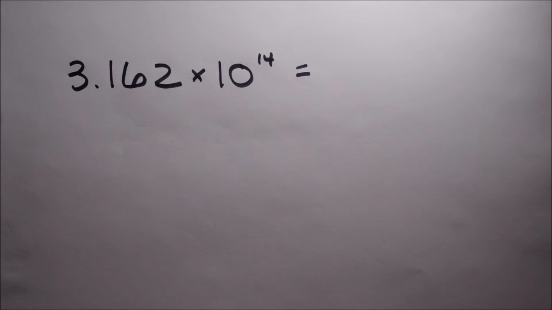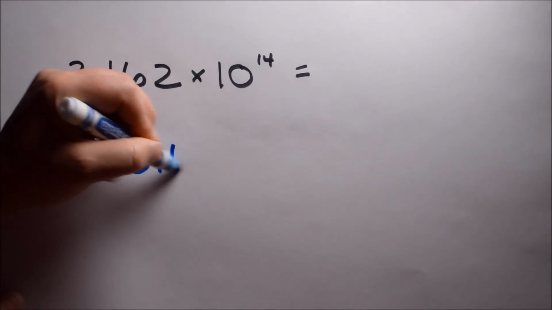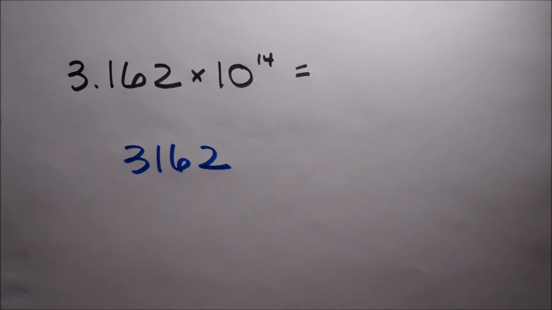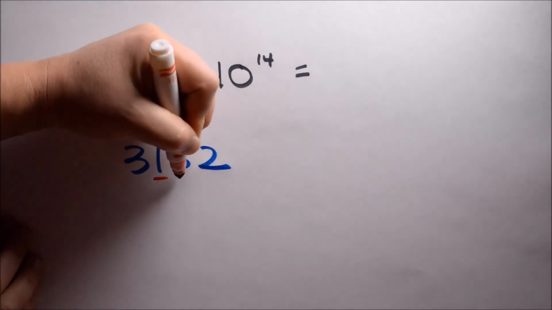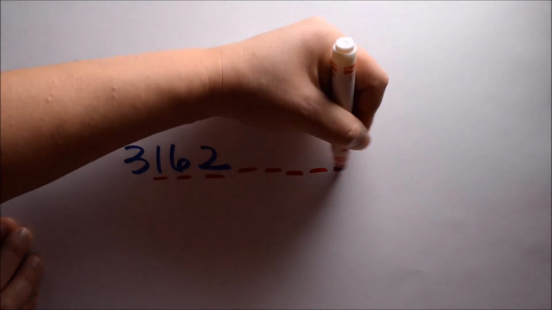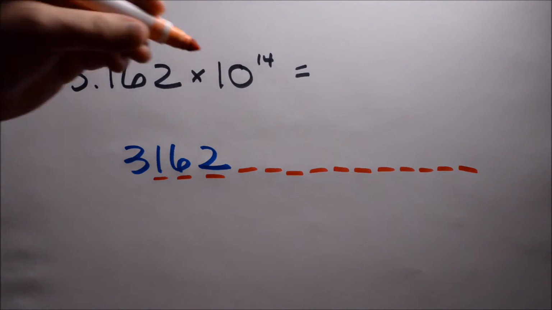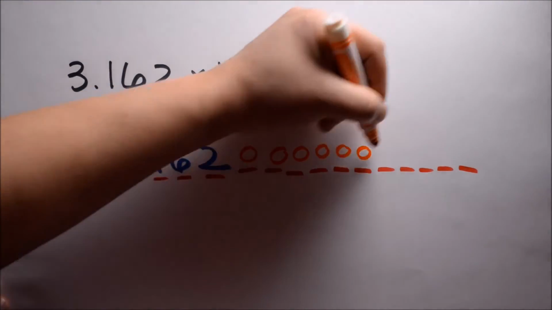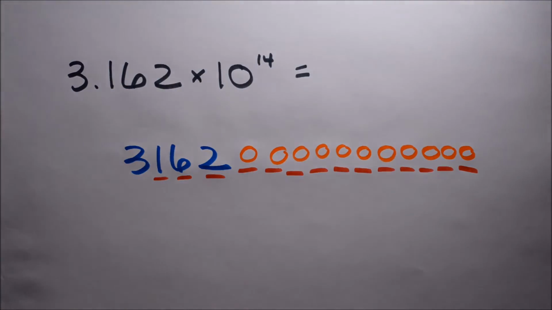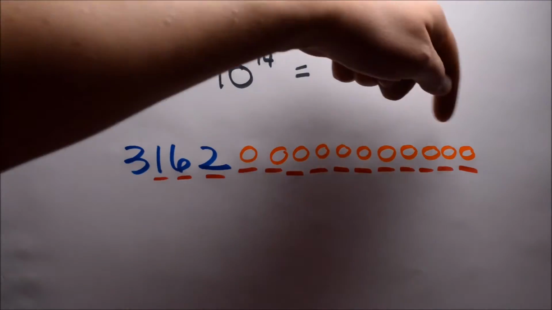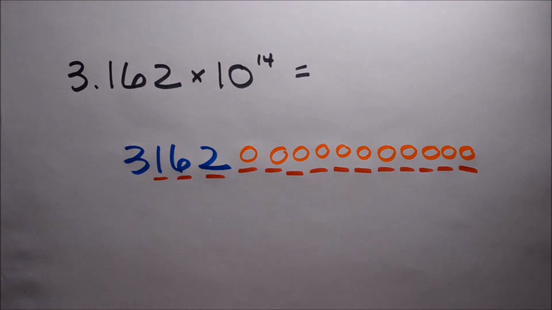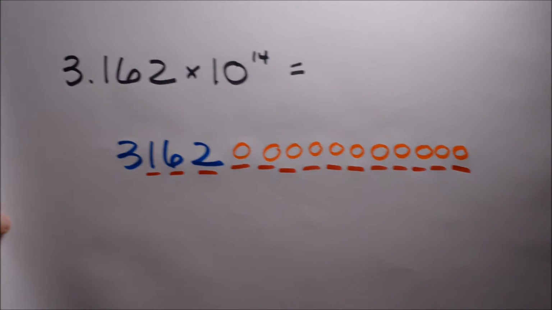Here's our first number, 3.162 times 10 to the 14th. First, expand out your coefficient. Take that decimal away. We have to move that decimal 14 places to make this a really big number, so I'm going to put underscores under each of the 14 places. Any place there's not a number above the underscore, I'm just going to put a 0. Now I have a really big number, which makes sense because this exponent is positive.